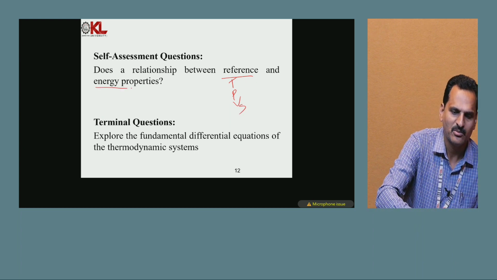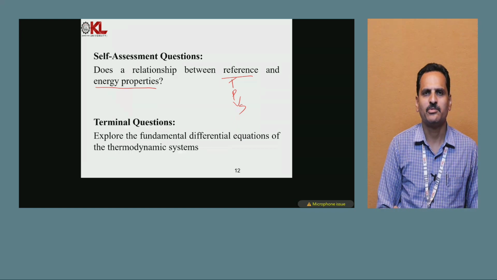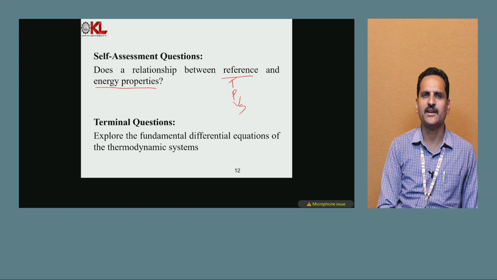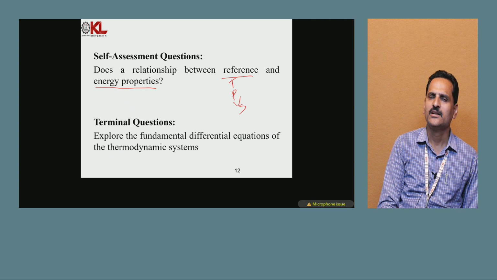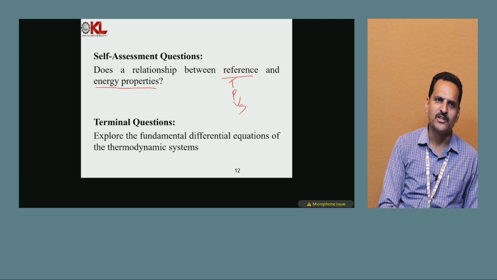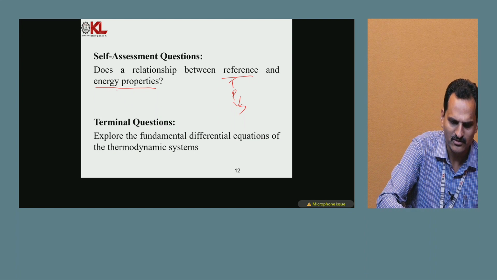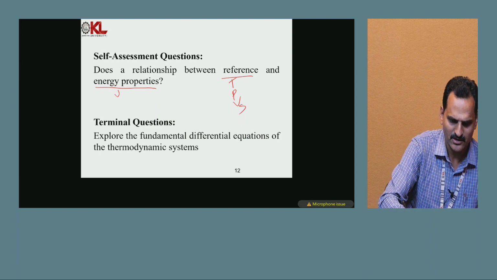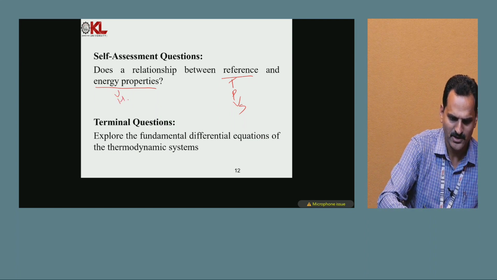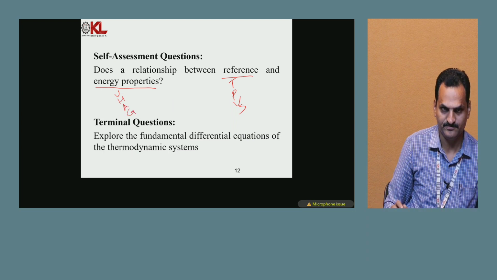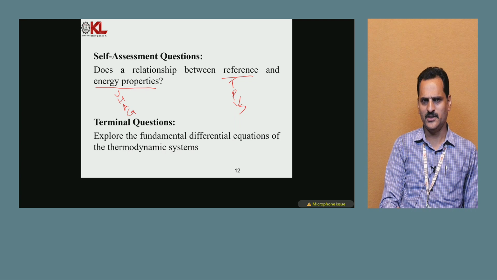And energy properties are those that cannot be measured directly, but we can estimate these energy properties through reference properties. What are the energy properties here? Internal energy, enthalpy, Helmholtz free energy and Gibbs free energy. These are the energy properties.